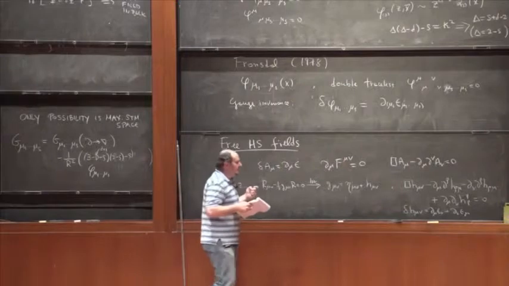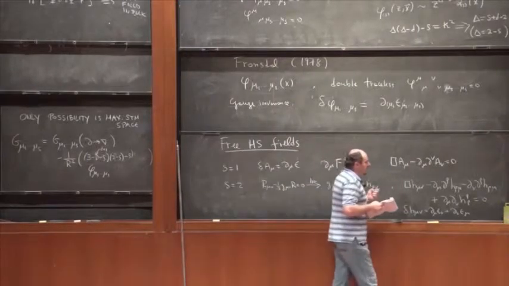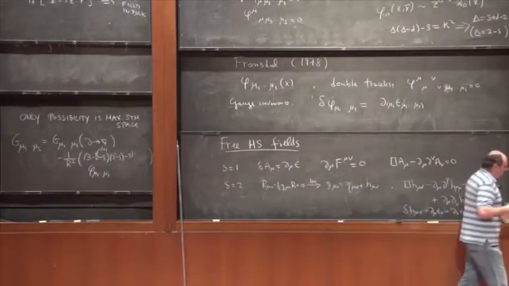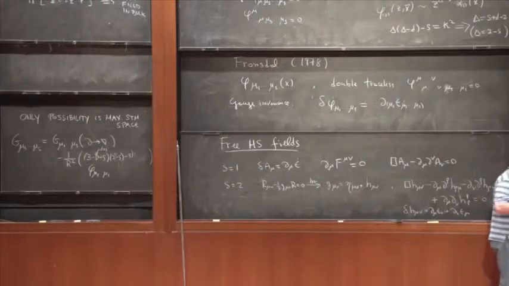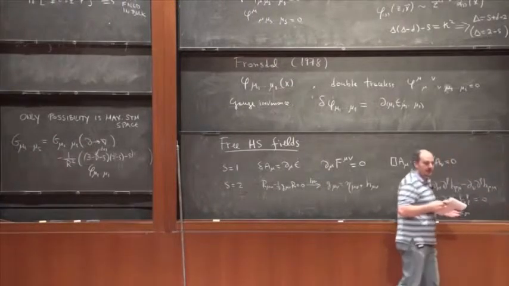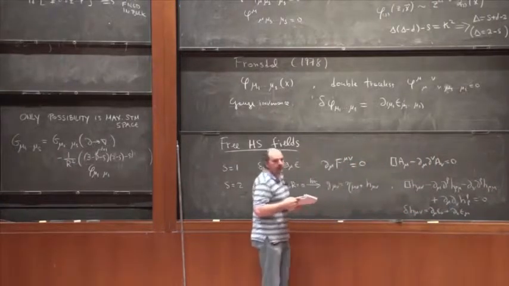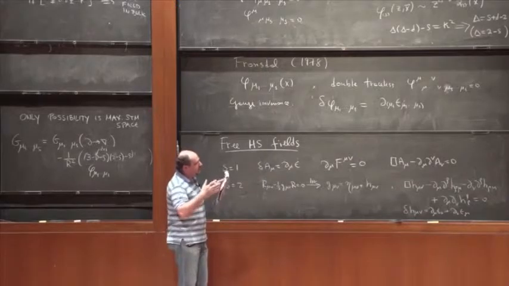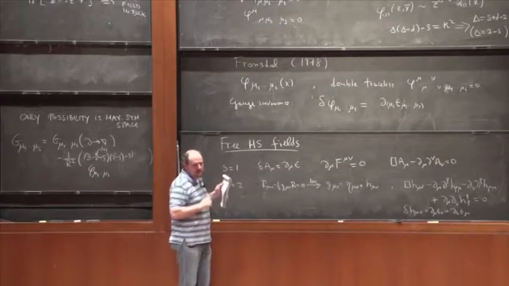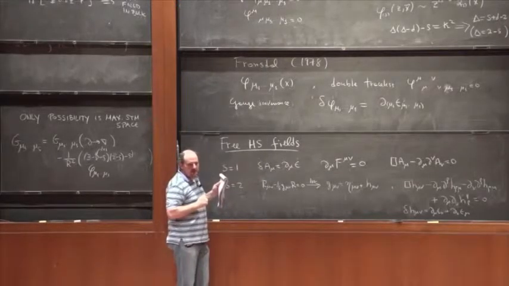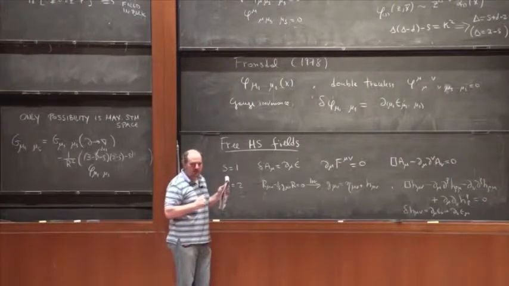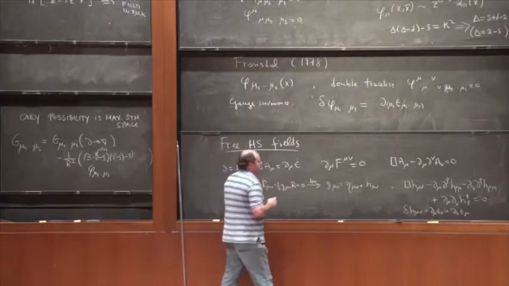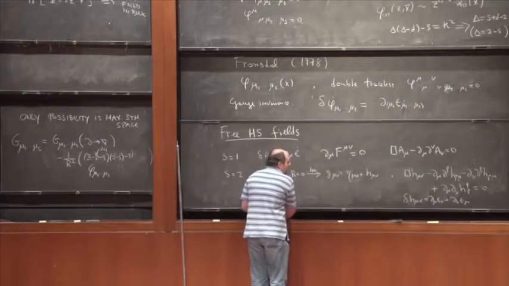So what Vasiliev realized is that it's more convenient to adopt a generalization of the so-called frame-like formalism, which is, instead of the metric, we use the vielbein and spin connection in gravity, and use the language of differential forms. And if you do that, at the free level you recover something equivalent to Fronsdal, but it's then easier to write down nonlinear equations. So I'll try to discuss that now.